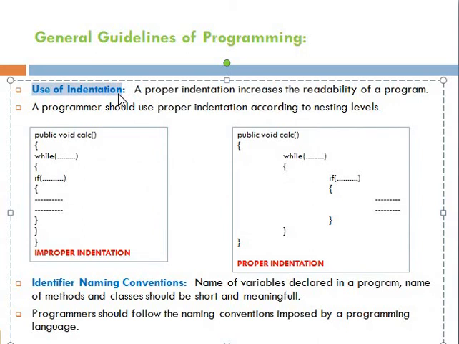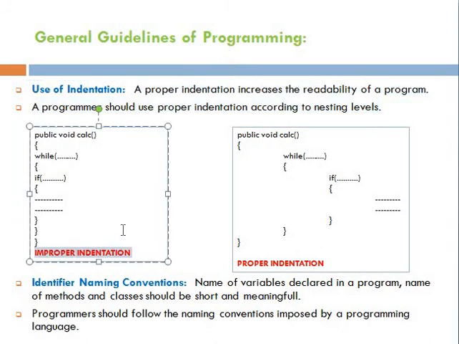The next general guideline for good programming is the use of indentation. Proper indentation increases the readability of a program. A programmer should use proper indentation according to the nesting levels. Now, if you look at this piece of code, it has different nesting levels pertaining to the while loop and the if statement.